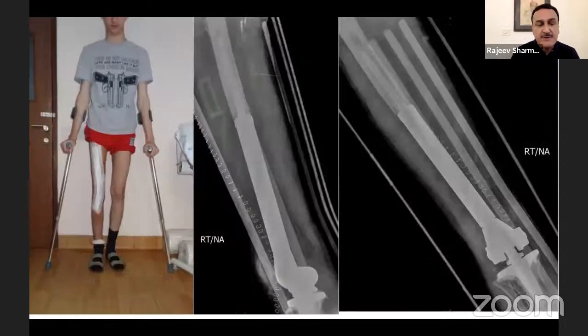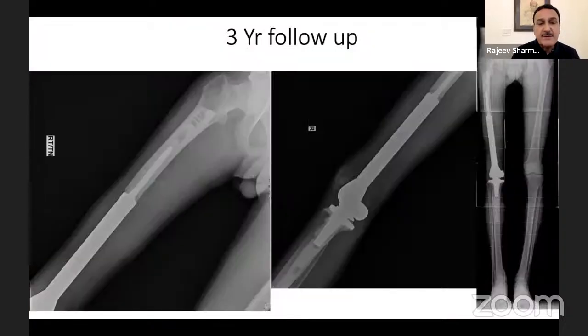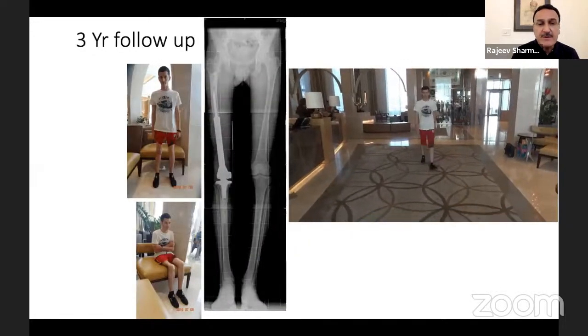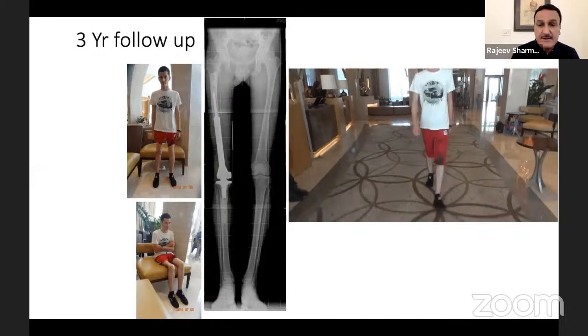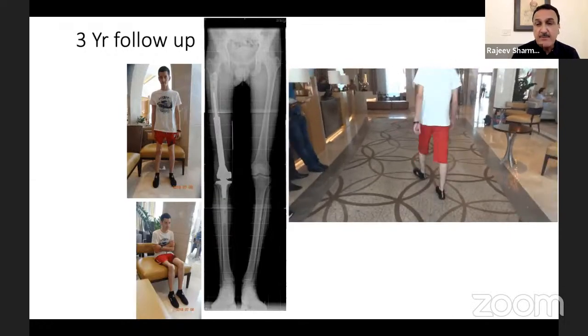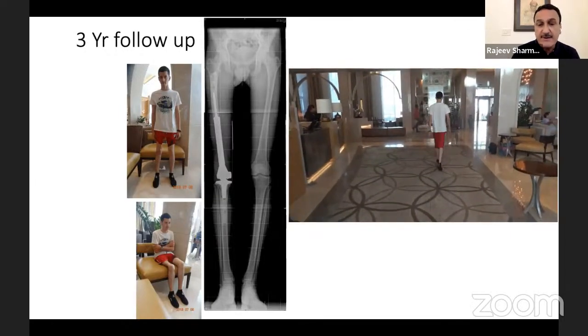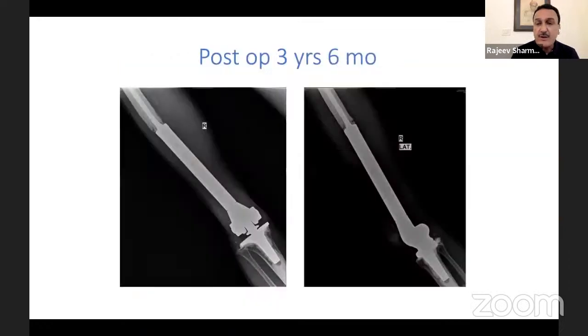He was doing reasonably well in the immediate postoperative phase, and that's what this patient's 3 years follow-up shows. He was able to do well. We can see this patient walking at the follow-up of 3 years. He was extremely happy. But the story did not end here. You see this patient at the follow-up of 3 years and 6 months. What we probably are not able to see is that there is a fracture of the stem at 3.5 years post-operative, because this patient was so happy that he involved himself in all the activities, including some kind of sports activities.